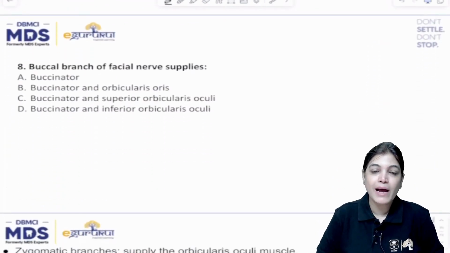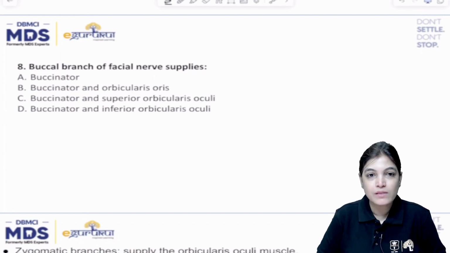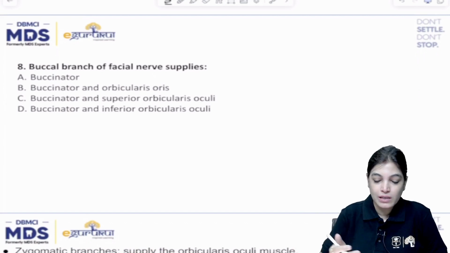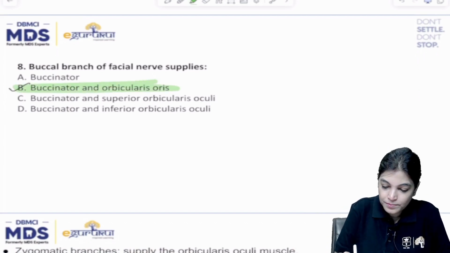Question number 8. Buccal branch of facial nerve supplies. अगर हम buccal branch of facial nerve की बात करते हैं तो it is giving innervation to buccinator muscle. The options are buccinator and orbicularis oris muscle, buccinator and superior orbicularis oculi, buccinator and inferior orbicularis oculi. So if we talk about buccal branch of facial nerve, definitely if I have to choose the right answer, I will go with buccinator and orbicularis oris muscle.